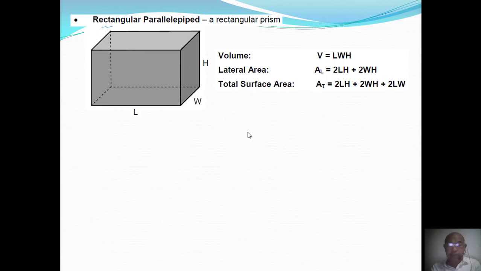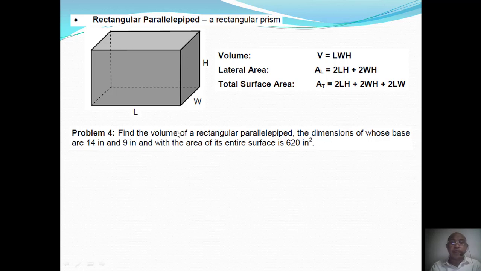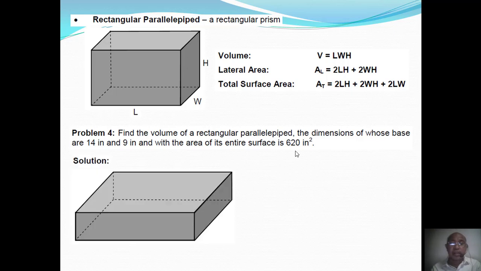Okay, so I can have a problem. Find the volume of a regular or rectangular parallelepiped, the dimensions of whose base are 14 inches and 9 inches, and with the area of its entire surface 620 square inches. So we have here the rectangular prism. The length is 14 and the width is 9. The height is unknown, but the total surface area is given as 620 square inches.